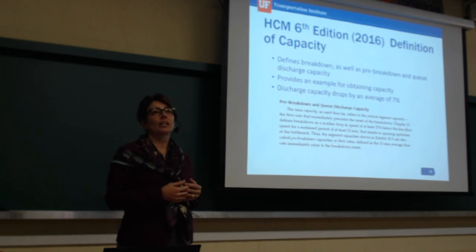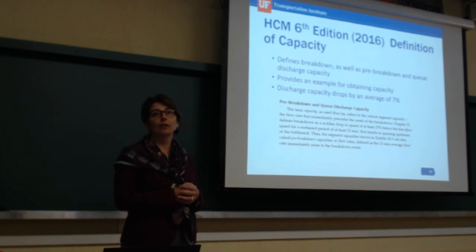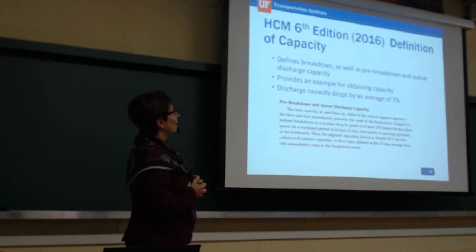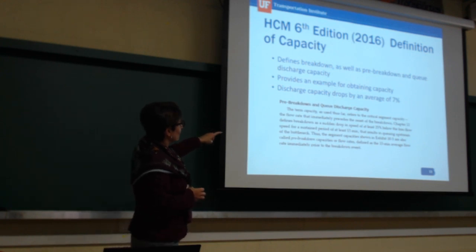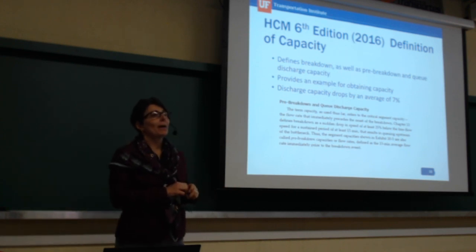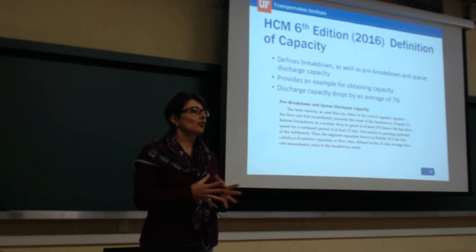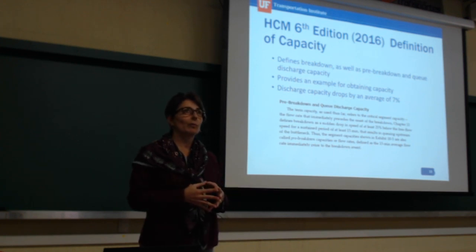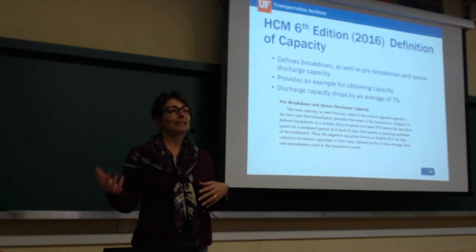Some of the issues that we were seeing through data collection were addressed in this most recent edition of the HCM. The definition of capacity is the maximum expected throughput under prevailing conditions. And that has been the definition over many years, probably with the 1950 manual defining prevailing capacity, ideal capacity.